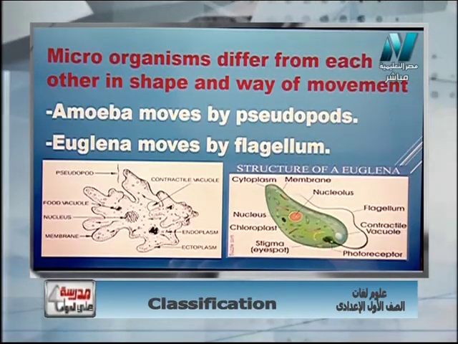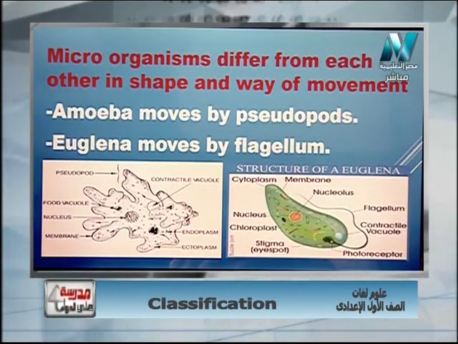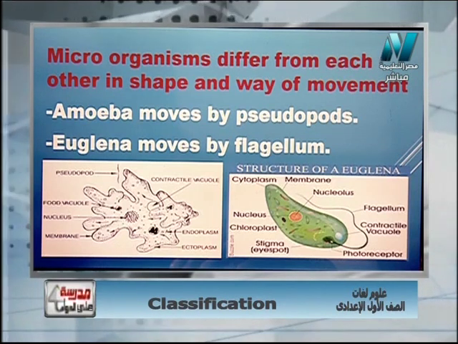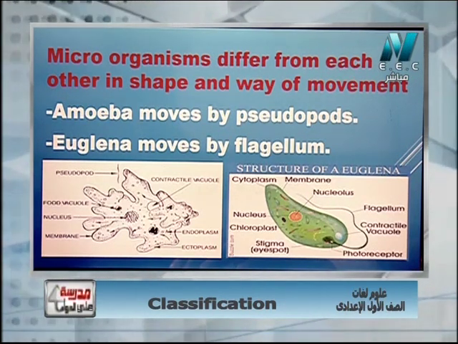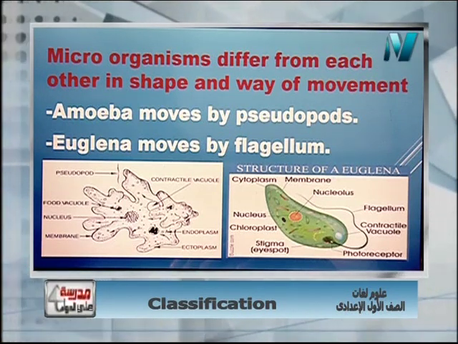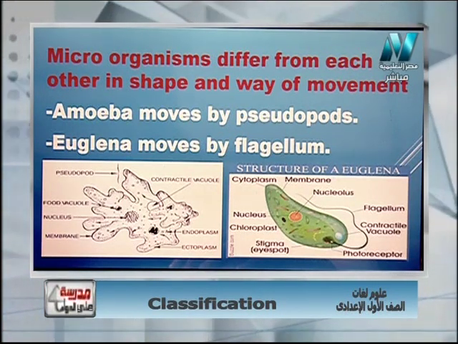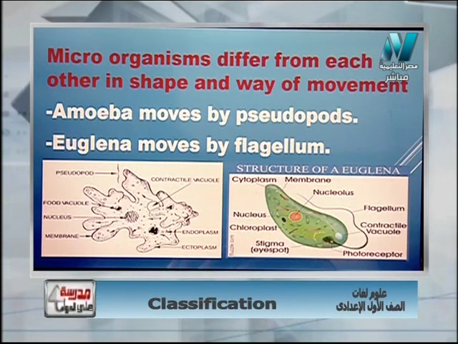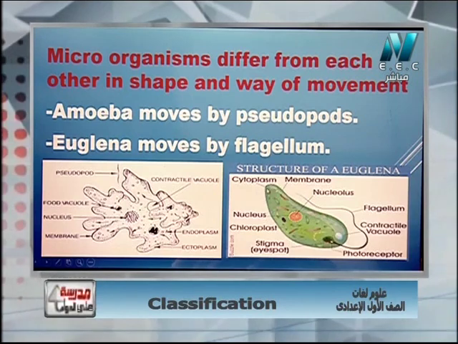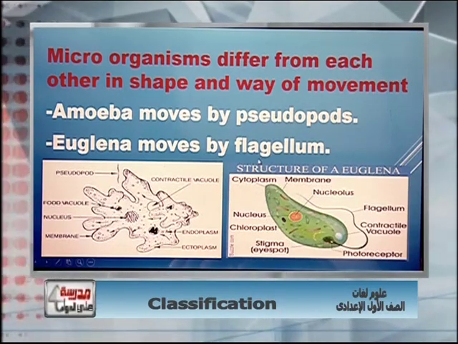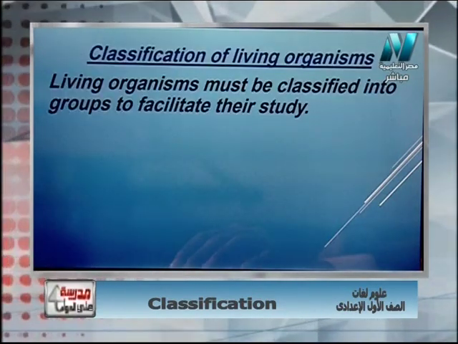Microorganisms differ from each other in shape and way of movement. Amoeba moves by pseudopods, and Euglena moves by flagellum. This is the flagellum. And Paramecium moves with cilia.